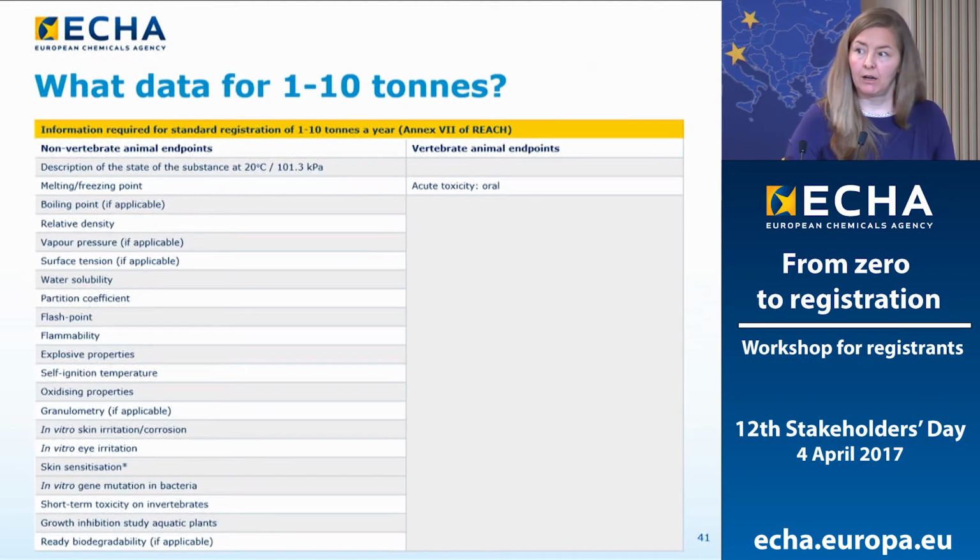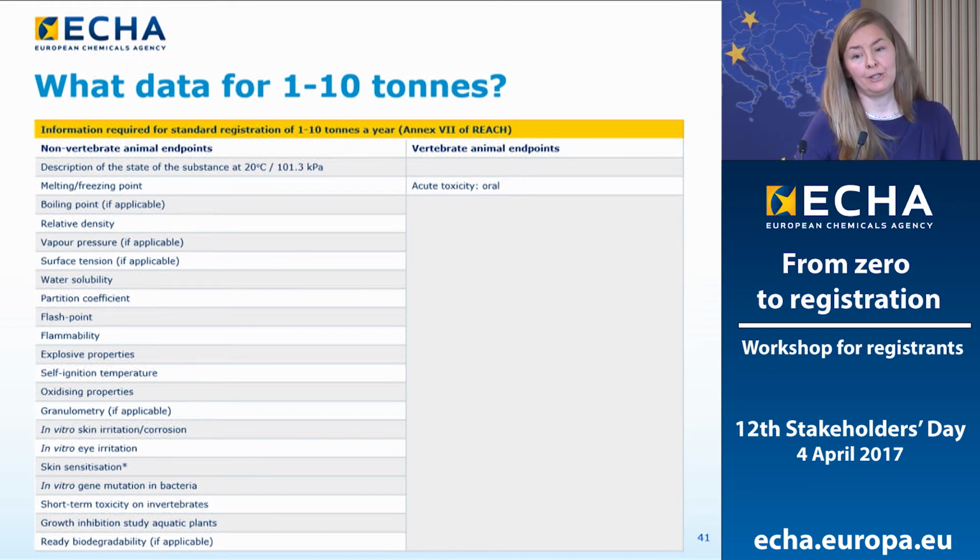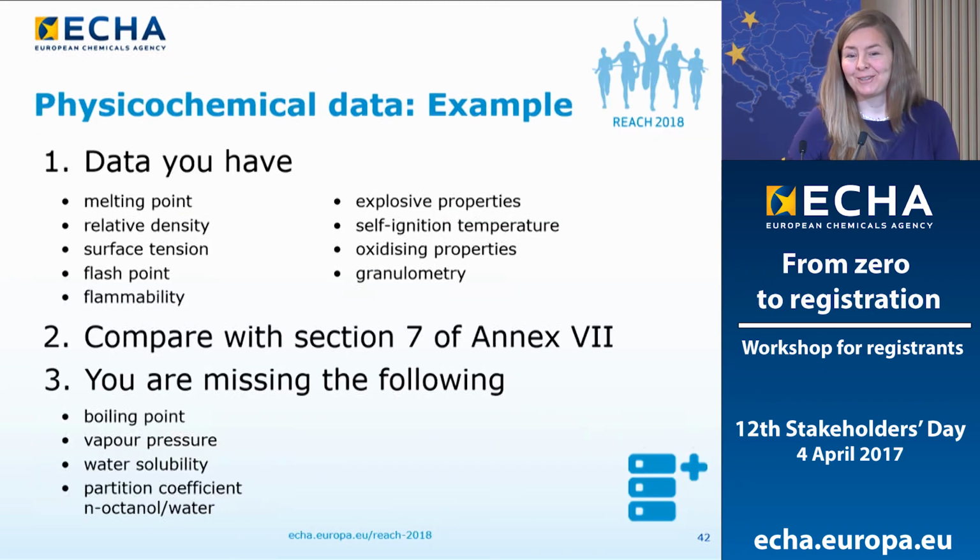This is coming back a little bit to what information requirements there actually are. For substances from 1 to 10 tons, you already know by now that in Annex 7 of REACH you have all the information requirements that you need. It's mostly the physicochemical properties, and then some ecotoxicological and toxicological properties, and only one vertebrate animal endpoint, which is acute toxicity oral. When you go further to the tonnage band between 10 to 100 tons, you have to comply with Annex 7 plus the Annex 8 requirements. So I have chosen the easiest example, of course.